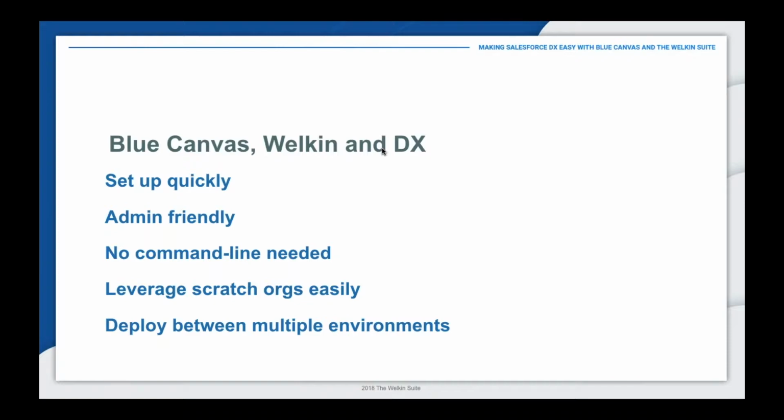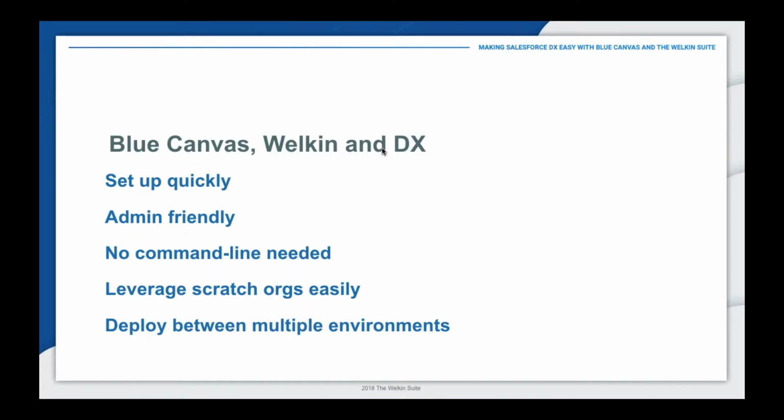So first and foremost, the goal is that you can set up quickly. In just a few clicks, you can launch scratch orgs and be making changes. The goal is that it's admin friendly. So how do you incorporate developers and admins and declarative changes as well as code changes, which are all equal citizens, into a single development flow? How do you embrace the clicks not code philosophy?